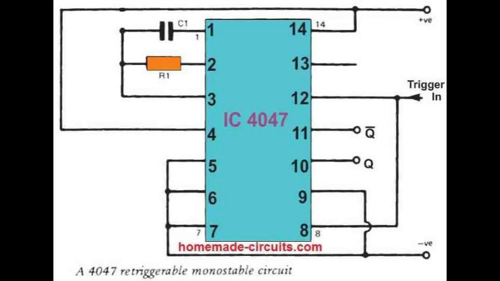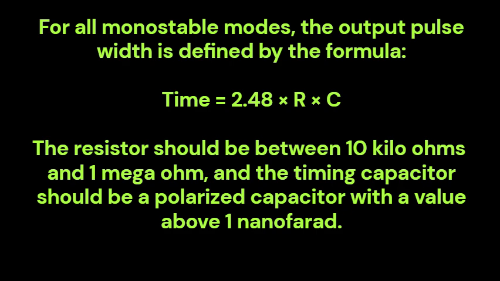In this version, the output pulse continues to stay on as long as the trigger input keeps coming. It is very similar to the retriggerable monostable action of the 555 timer IC. For all monostable modes, the output pulse width is defined by the formula: Time equals 2.48 times R times C. The resistor should be between 10 kilo-ohms and 1 mega-ohm, and the timing capacitor should be a polarized capacitor with a value above 1 nanofarad.